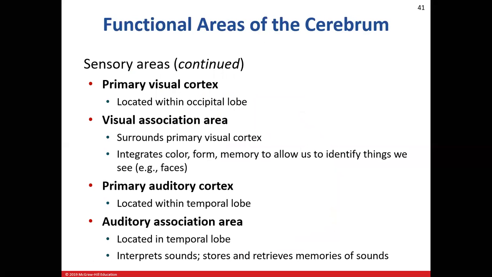Some of our other sensory functional areas. Again, you'll notice that a lot of these have the primary cortex and then an association area with it. So when we look at the primary visual cortex, it's going to be located within the occipital lobe. The visual association area surrounds that primary visual cortex, and it integrates color, form, and these memories to allow us to identify things that we see.